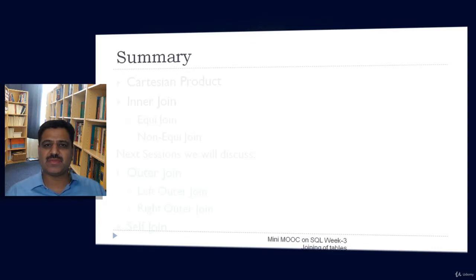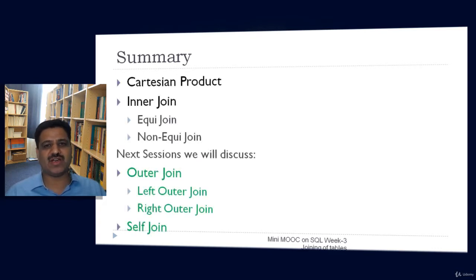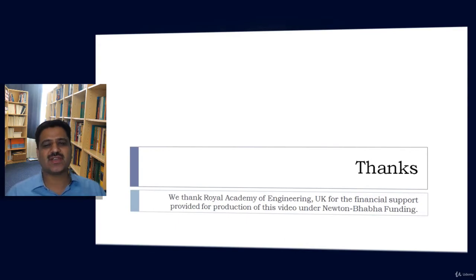Let's summarize the concepts which we have learned in this session. In this session, we have learned the concept of Cartesian product and inner join. We have discussed two types of inner join: one is equi-inner join and another is non-equi-inner join. In the next session, we will discuss outer join and its two types, that is left outer join and right outer join, and self join. Thanks for watching this video.